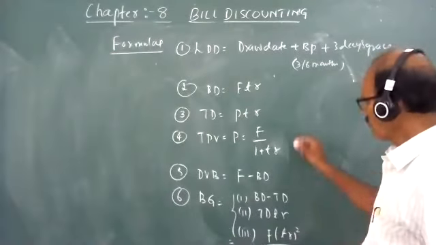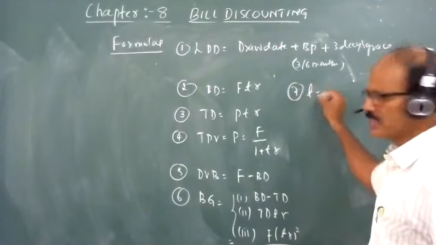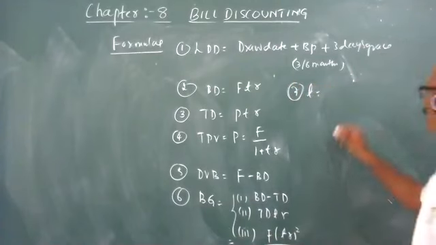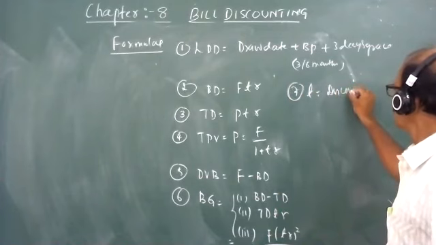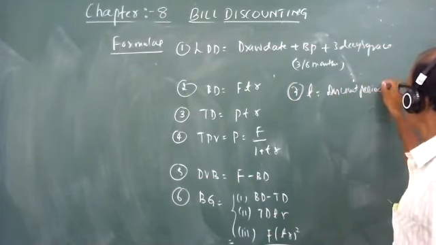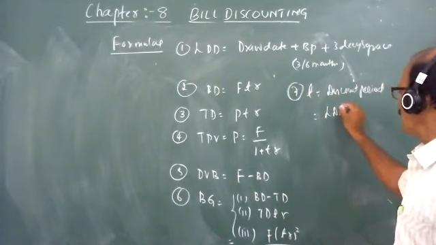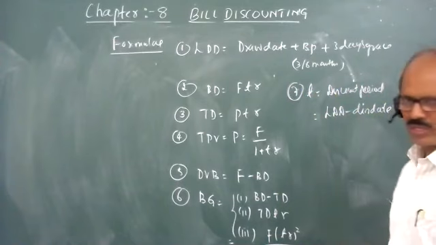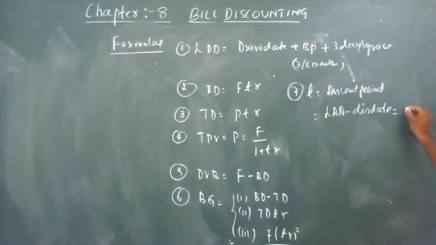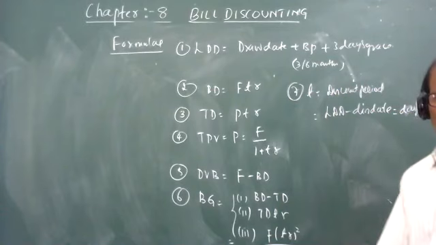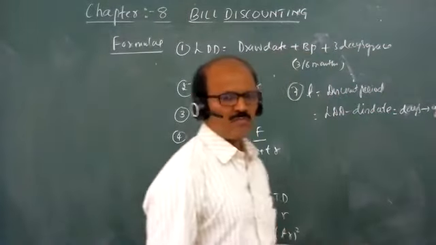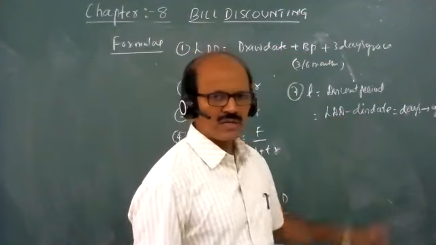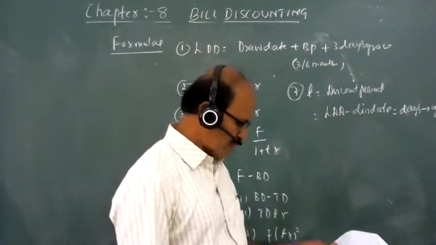Again, T. T is called what? T is the discount period. Discount calculation period: legal due date minus discount date. It always will be in years. It comes in days, change into years. So the number of days between the due date and the discount date is called the discount period.